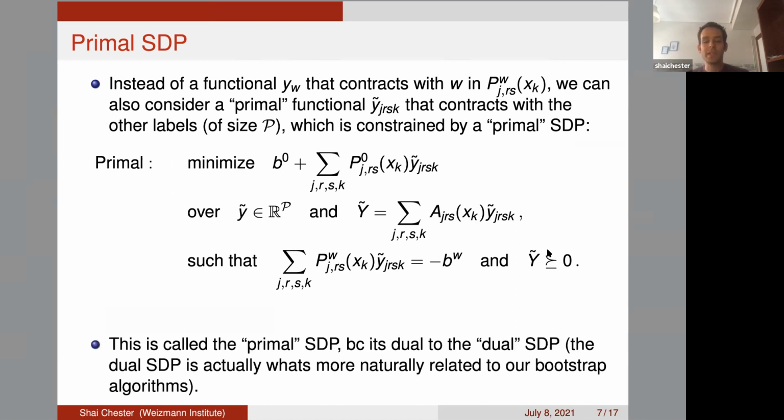The reason this is called the primal SDP is because it's dual to the dual SDP. This is an example of silly naming, where the dual SDP is actually what is most naturally related to our Bootstrap algorithm, in the sense that in the last few slides, hopefully I showed you that you can literally rewrite the Bootstrap input in terms of the dual SDP. For the primal SDP, it's not immediately obvious how it's related to the Bootstrap input, but you can show mathematically that, in the case where you have an optimal solution, this primal program is completely equivalent to the dual program. Okay, so it's the dual of the dual. That's why we call it primal.